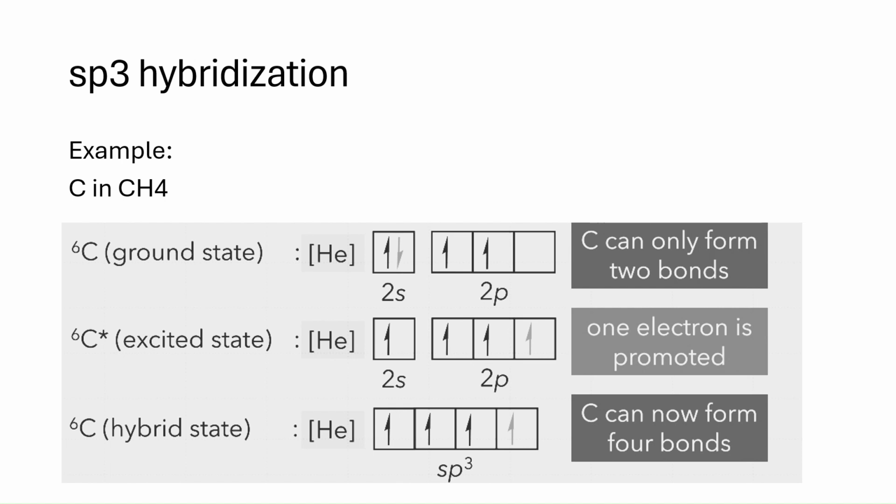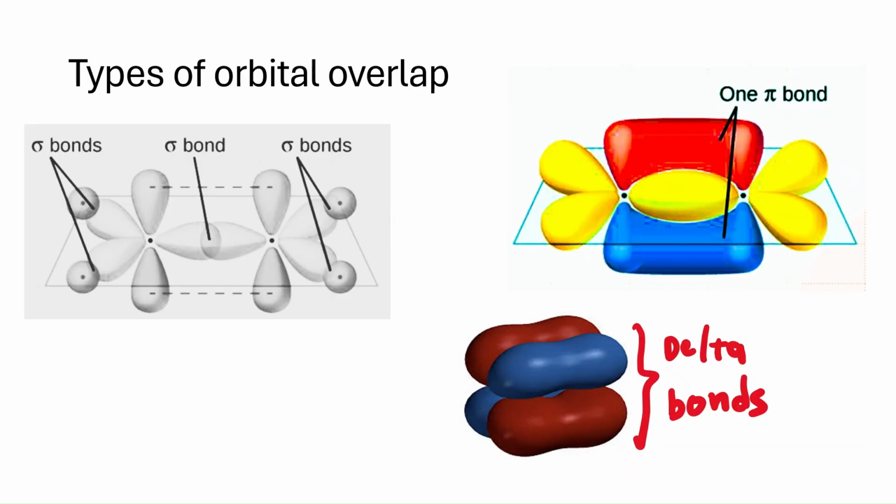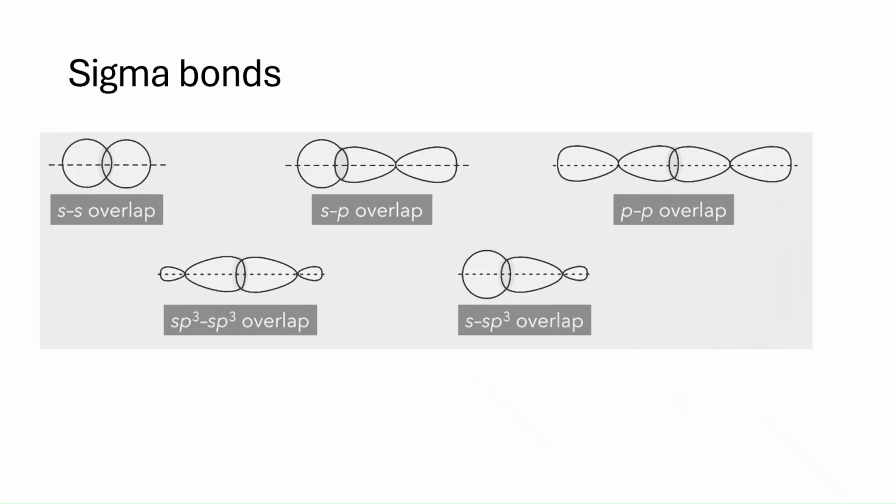There are three ways in which orbitals can overlap to form covalent bonds. Sigma bonds are head-on overlaps of orbitals. Pi bonds are side-on overlaps of orbitals. Delta bonds are side-on overlap of d orbitals in such a way that the combined electron density has four alternating lobes of opposite phase around the internuclear axis.